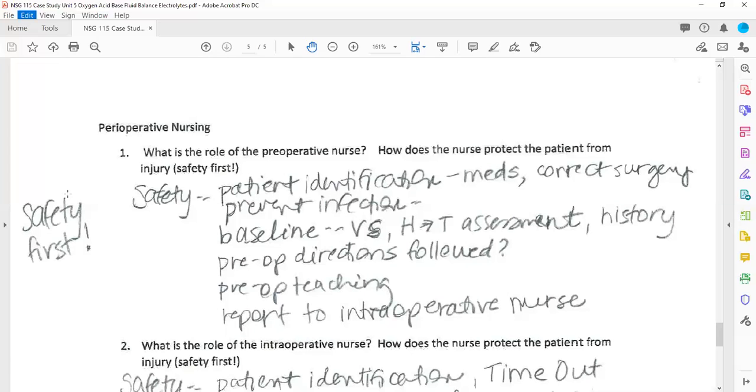Baseline. So what is their vital signs? What's their head to toe assessment? What's their health history? We are collecting the baseline, and that's important.